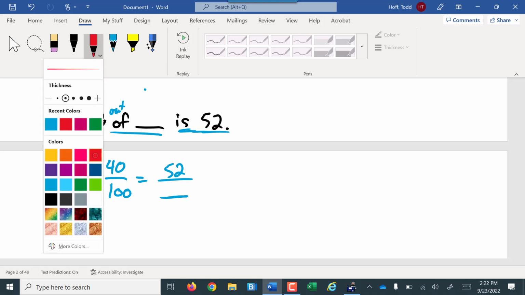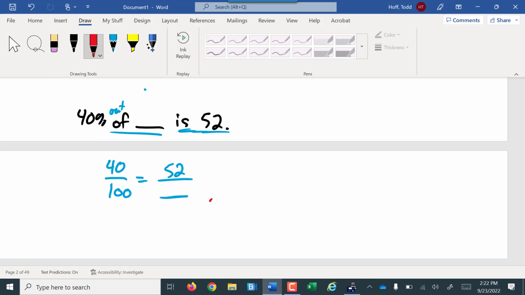So now, when we calculate, what gets multiplied? 100 times 52 is 5,200. And then divide by 40 gives us 130. Good. 40% of 130 is 52.